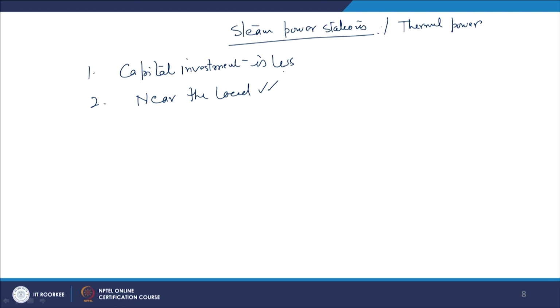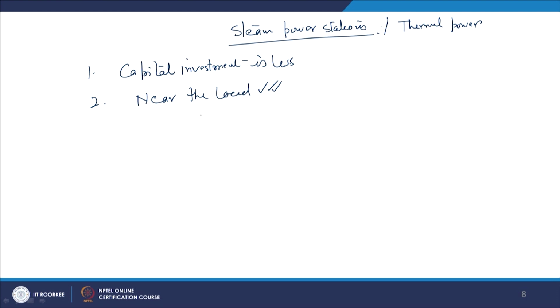Running cost is high, that is true, and maintenance is slightly higher. As I said earlier, in thermal power plants periodic maintenance is required. So that is the additional financial burden in the case of thermal power plants.